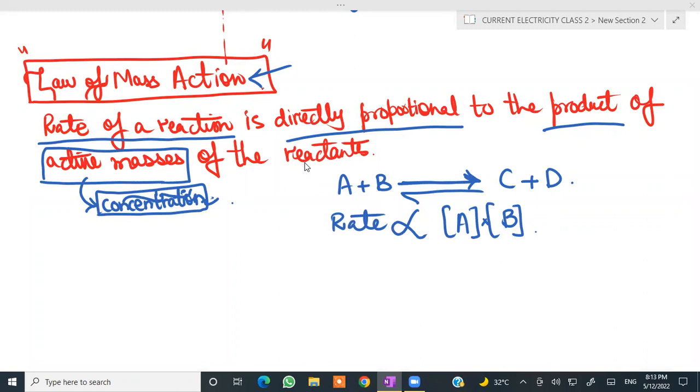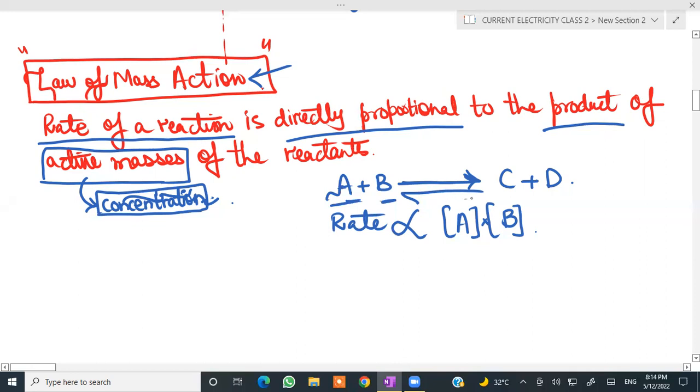Get it, guys? And it again is common sense, because the greater the concentration, the greater would be the amount of frequent collisions between the reactant particles. And if there are more successful collisions and more frequent collisions between the reactant particles, then that would mean more products would be formed. Correct? So the greater the frequency of collisions between the reactants, the greater would be the amount of products that you get.